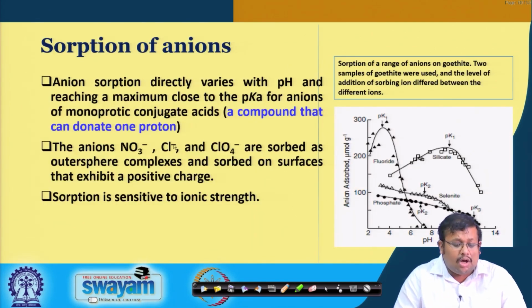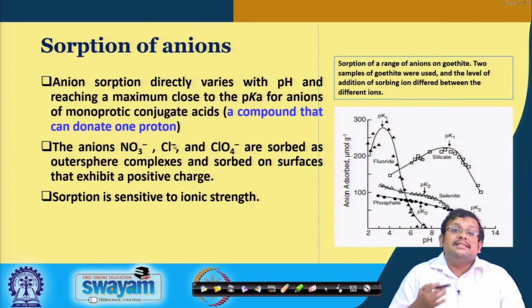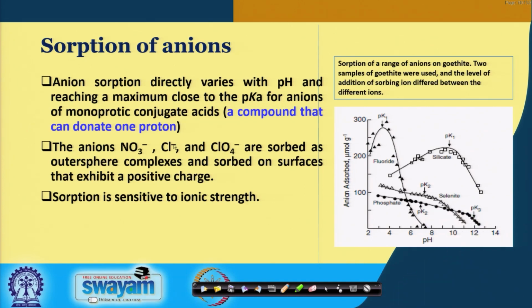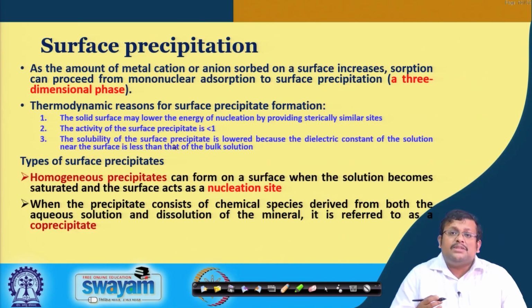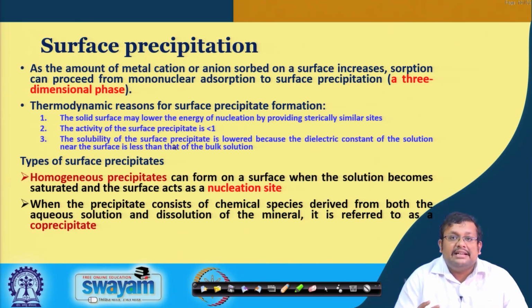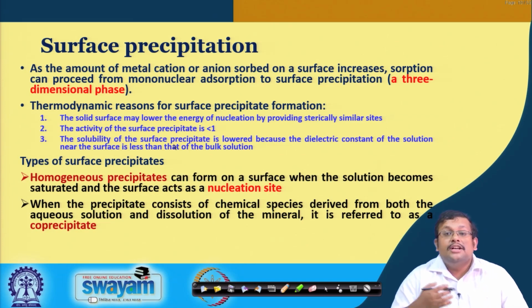Sorption of anions also occurs. For example, the anions nitrate and chloride and then ClO4 are sorbed as outer sphere complexes on the surface that exhibits the positive charge, and sorption is very much sensitive to ionic strength in the case of sorption of anions. Now, surface precipitation: as the amount of metal cations or anions adsorbed on the surface increases, sorption can proceed from molecular adsorption to surface precipitation, which is a 3-dimensional phase.